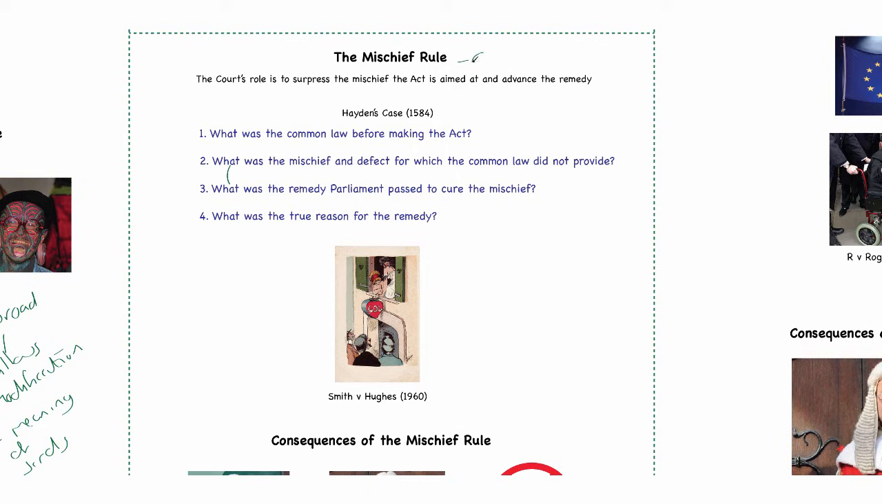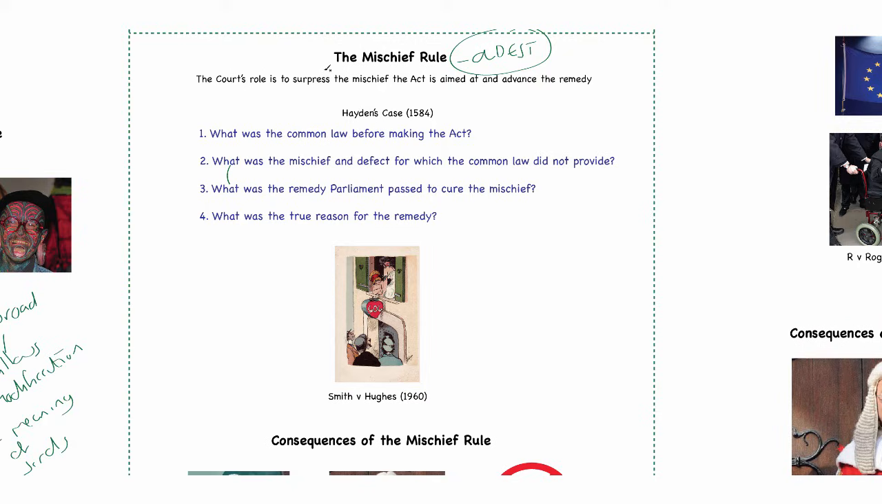And the mischief rule is the oldest. This is the one that goes back the furthest. And the mischief rule is very clear. This is what the advocates of the mischief rule would say: the court's role is to suppress the mischief the Act is aimed at and advance the remedy. Now, what on earth does that mean? What that essentially means is that whatever an Act of Parliament was trying to put right, then the mischief rule would aim to carry out that request.